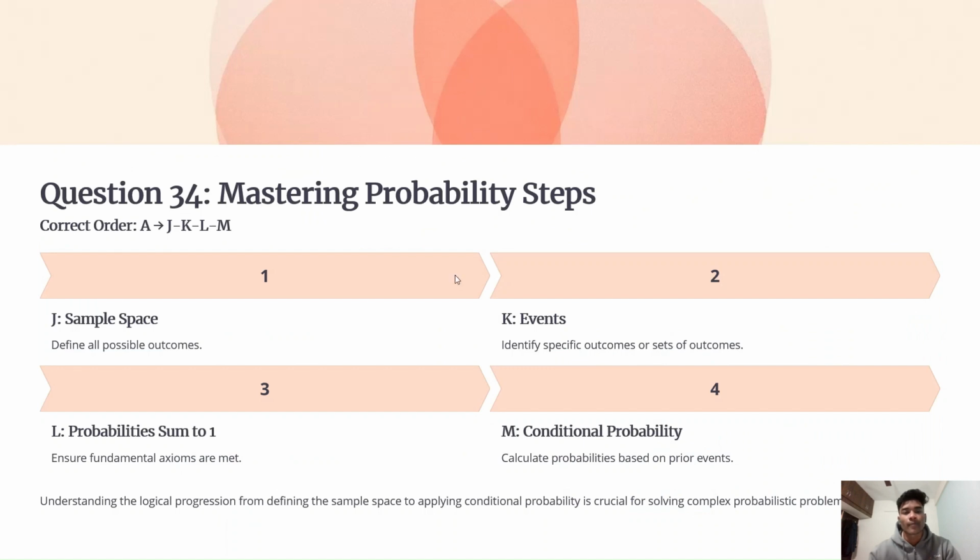Question number 34. Probability steps. The correct order here is J, K, L, and M. So here's the logic. Sample space J: first define all the possible outcomes. Events K: then identify specific outcomes of interest. Then check that the probability model follows the basic rules, that is, probability sums to 1, L. Conditional probability M: finally use conditional probability on top of these basics. This order reflects how probability problems naturally build from basic definitions to more advanced ideas.